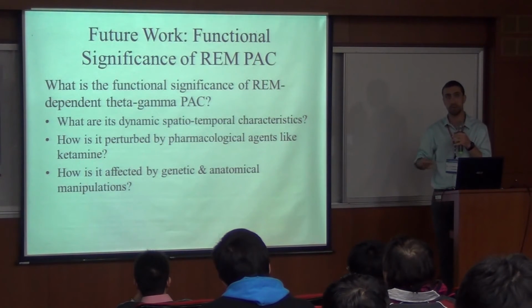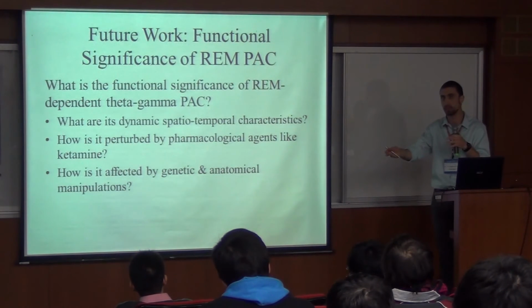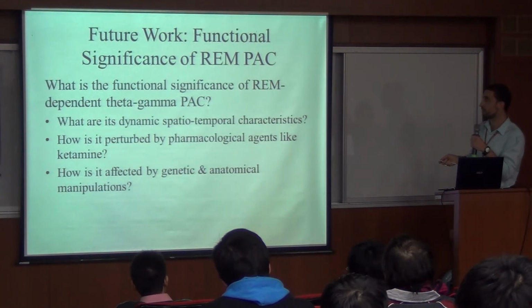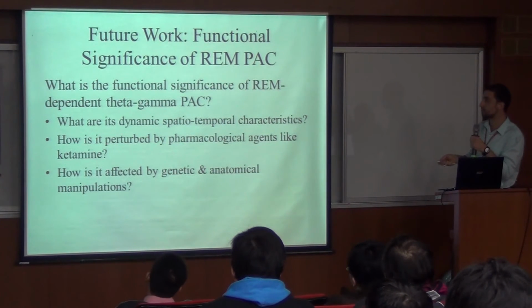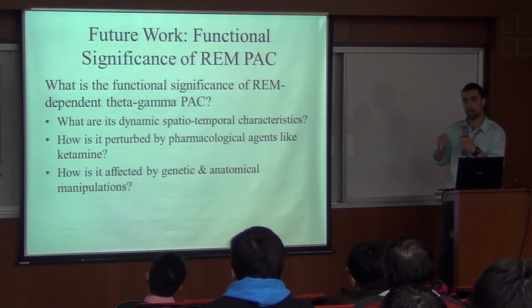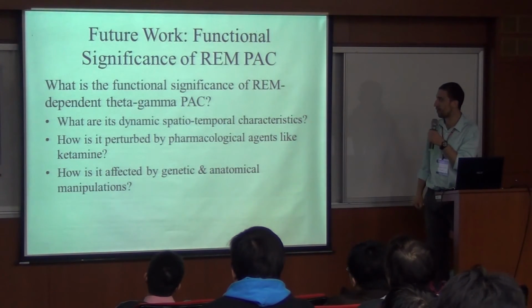And we also want to see whether it occurs between brain regions, between theta rhythms in one brain region and gamma rhythms in another brain region, and exactly what is the network of PAC that is observed between brain regions. We're also looking at how PAC is perturbed by different pharmacological agents and different genetic manipulations. We have a lot of data to work on.